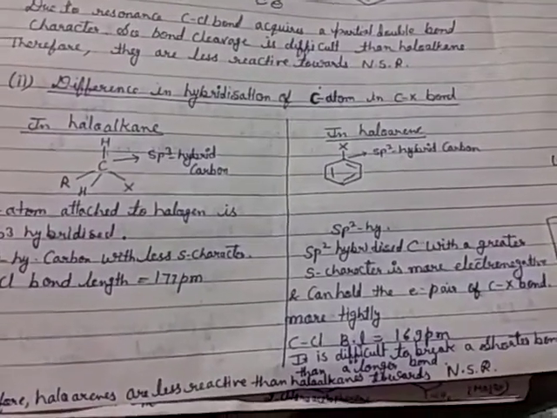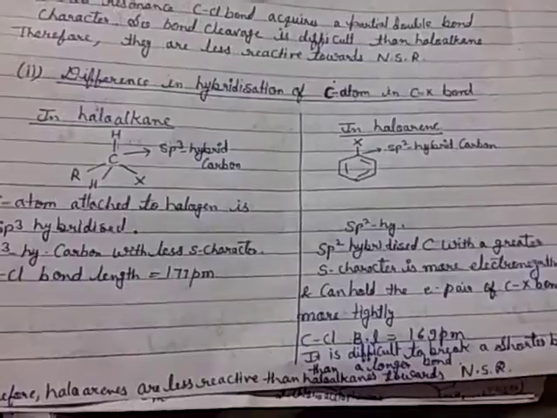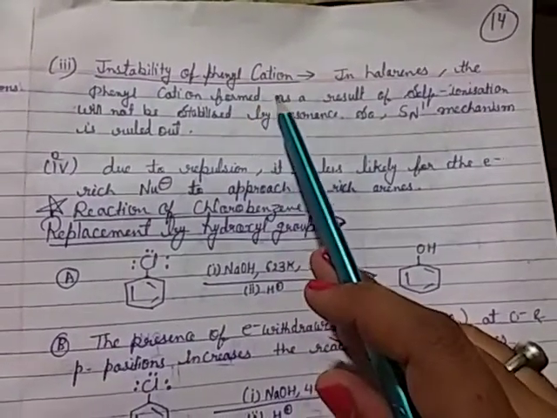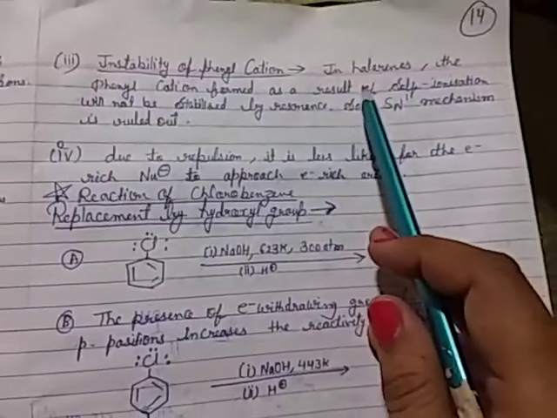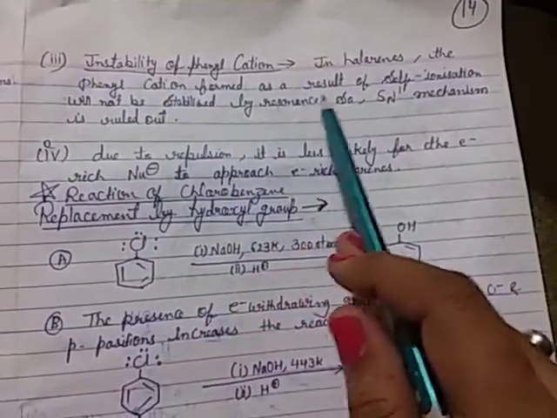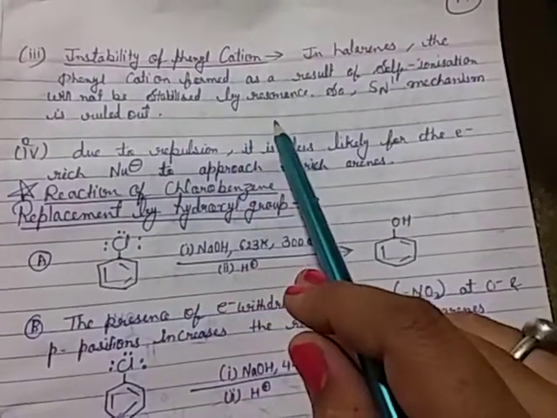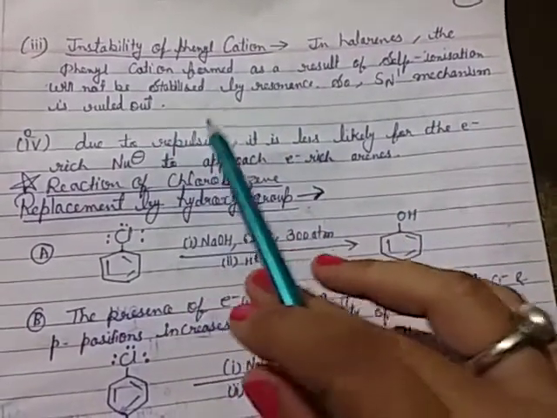Then the third reason is instability of the phenyl cation. In haloarenes, the phenyl cation formed as a result of self-ionization will not be stabilized by resonance. So the SN1 mechanism is ruled out.